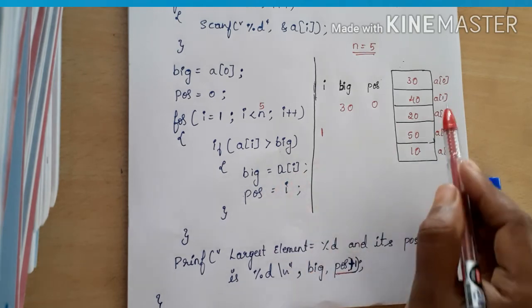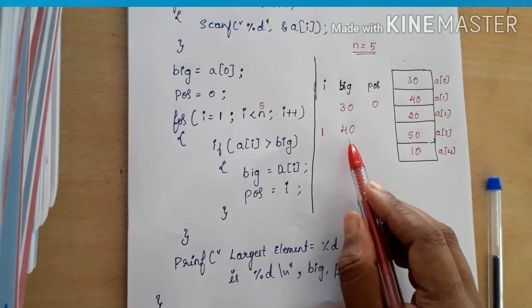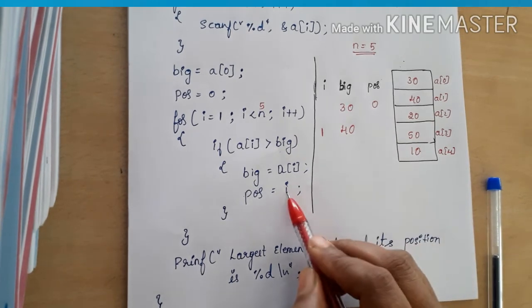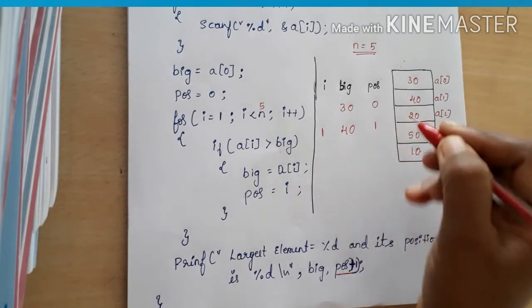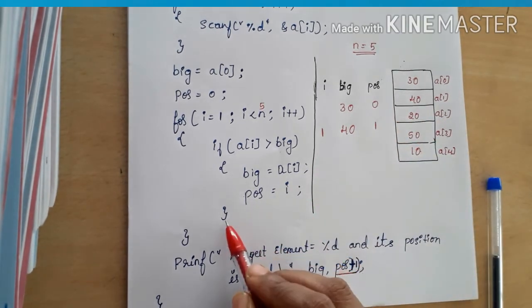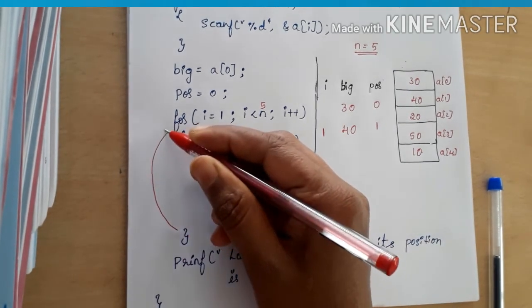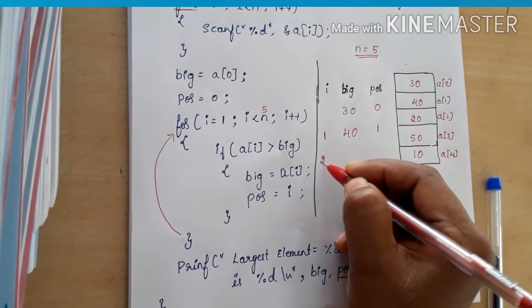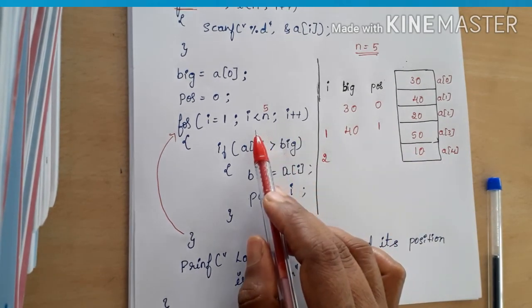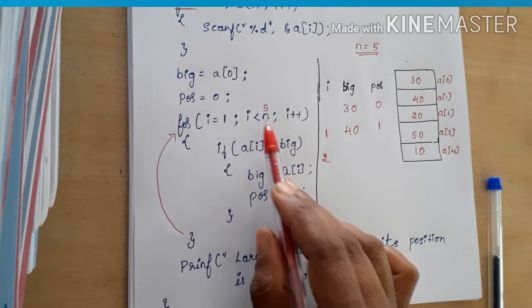U of I means u of 1, u of 1 is copied to big, that is 40 is copied to big. Next copy I to position. I value is 1, 1 is copied to position. Next end of if, then end for means control returns back to the for loop. Next updation, I plus plus, I is incremented by 1. Then condition, I less than n, 2 less than 5, the condition is true.